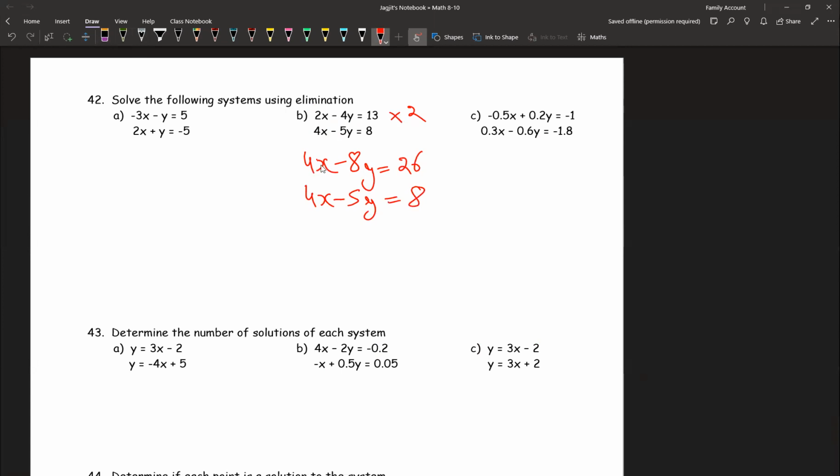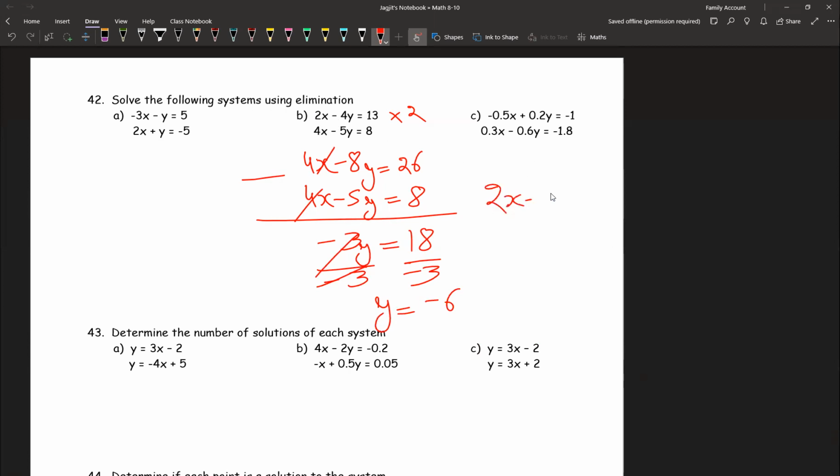And now to eliminate x's, I will subtract these two equations. 4x minus 4x cancels. Minus 8y minus 5y, that will become minus 8y plus 5y, which is minus 3y, equals 26 minus 8, which is 18. So divide both sides by minus 3. Y is equal to minus 6. Plug it back in into either one of those two equations to get your x.